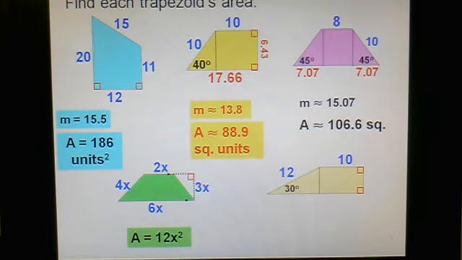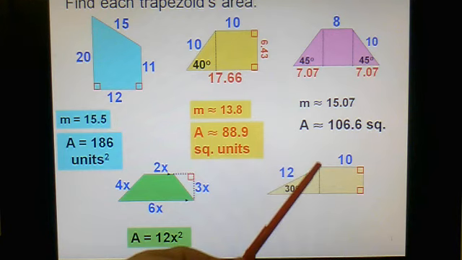And I know some people get confused. This is the area. I should put units squared at the end of that as well. X squared has nothing to do with the units. X squared is just some variable squared. It has to do with the scale of how big this trapezoid is. So this is not the units. This is 12, and x times x, or x squared. And again, the mid-segment should be 4x on that one.